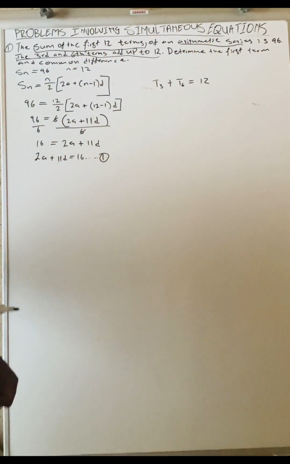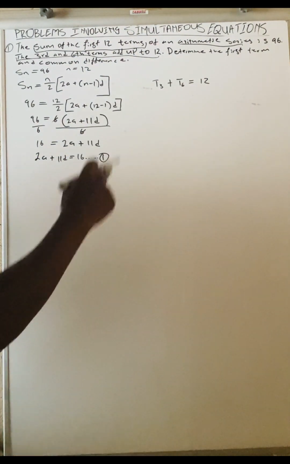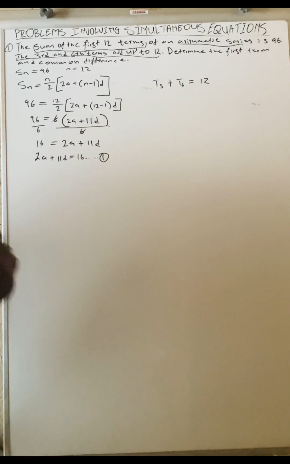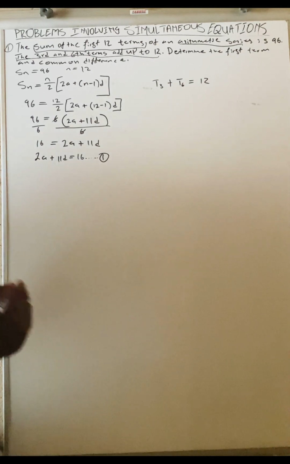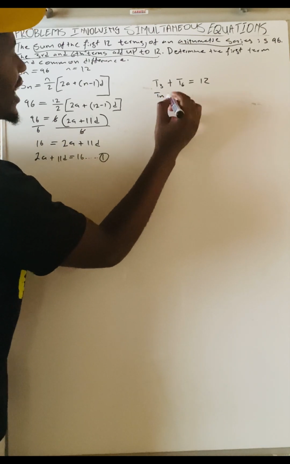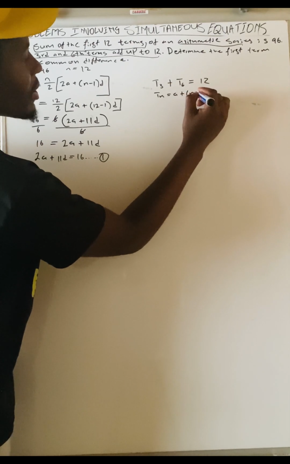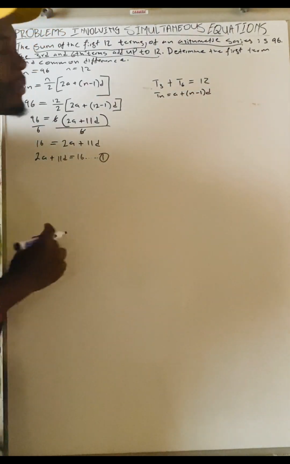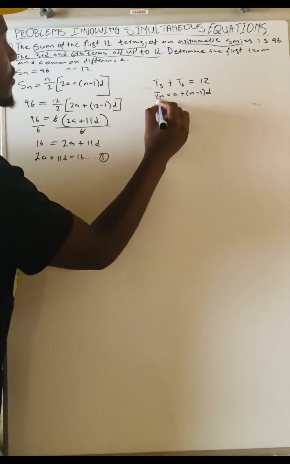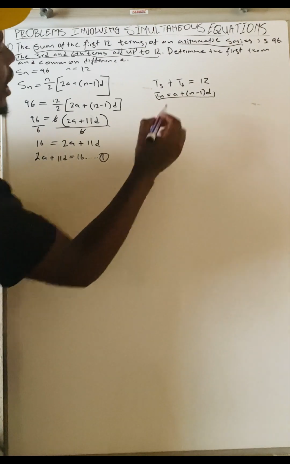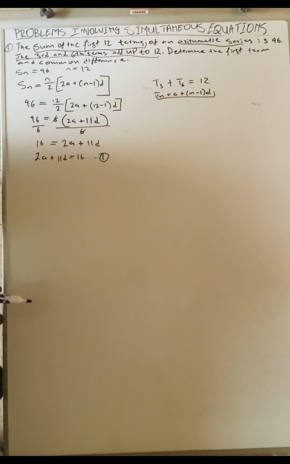Then on the other side, they said T3 plus T6 is equal to 12. We already know the formula of an arithmetic sequence: Tn is equal to a plus (n minus 1), close the brackets, multiplied by d. This is the formula. Then it means that you will use this formula for T3 and T6. You get it.